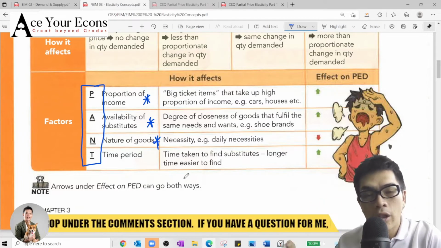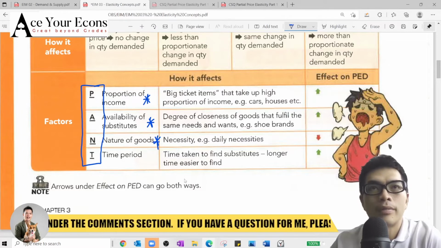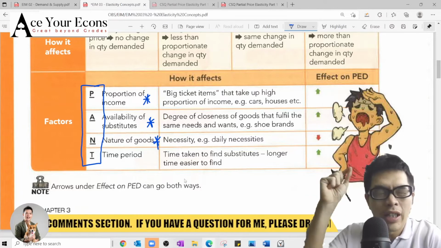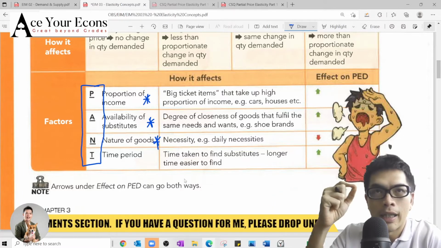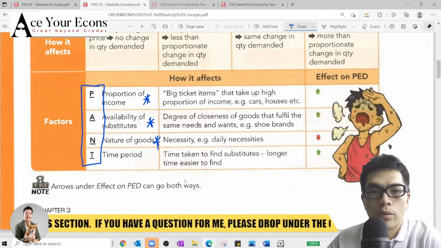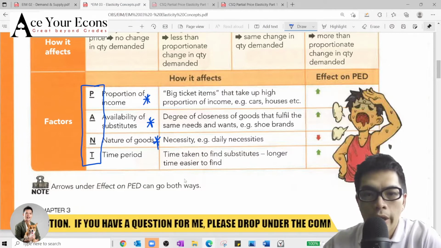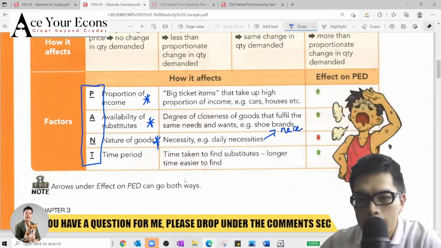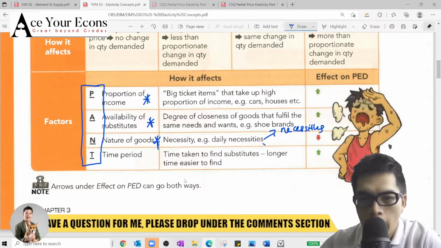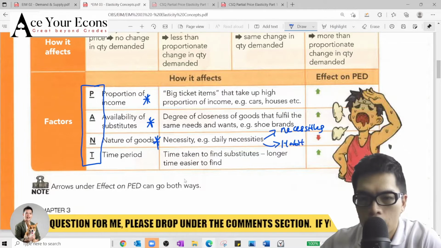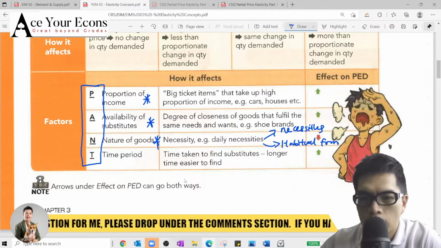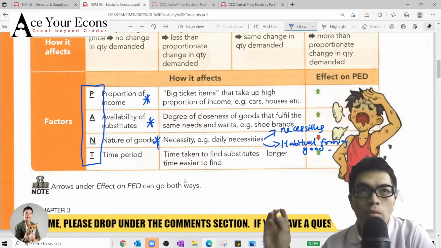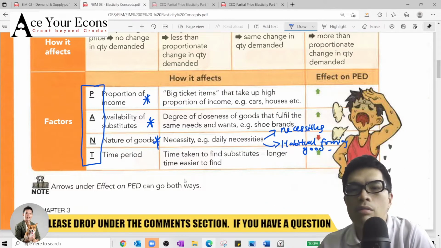So for nature of good, I'm going to move on to the third one. There are 2 categories that you want to consider. Some schools use nature of good, some schools use degree of necessity. Up to you. So there are 2 subcategories: necessities and habitual forming good. These 2 are loosely parked under N.